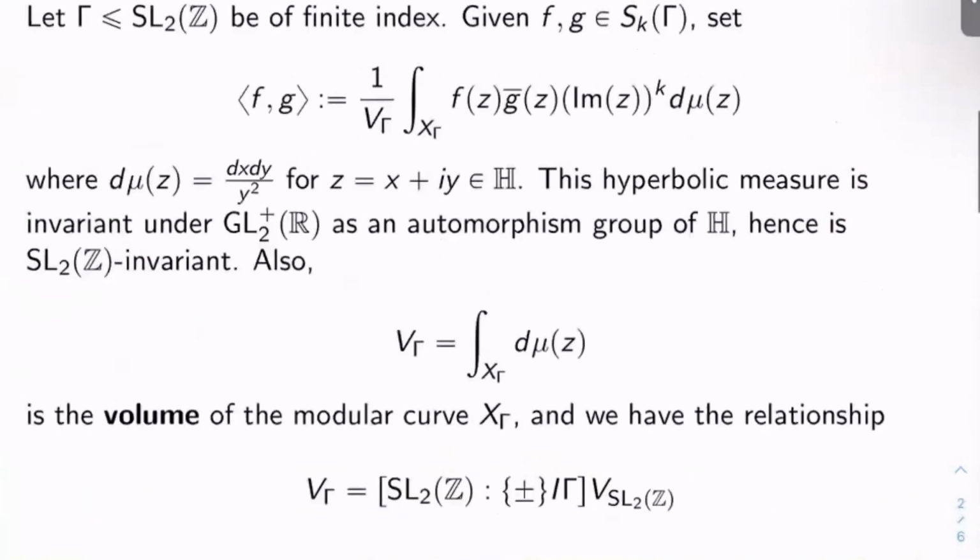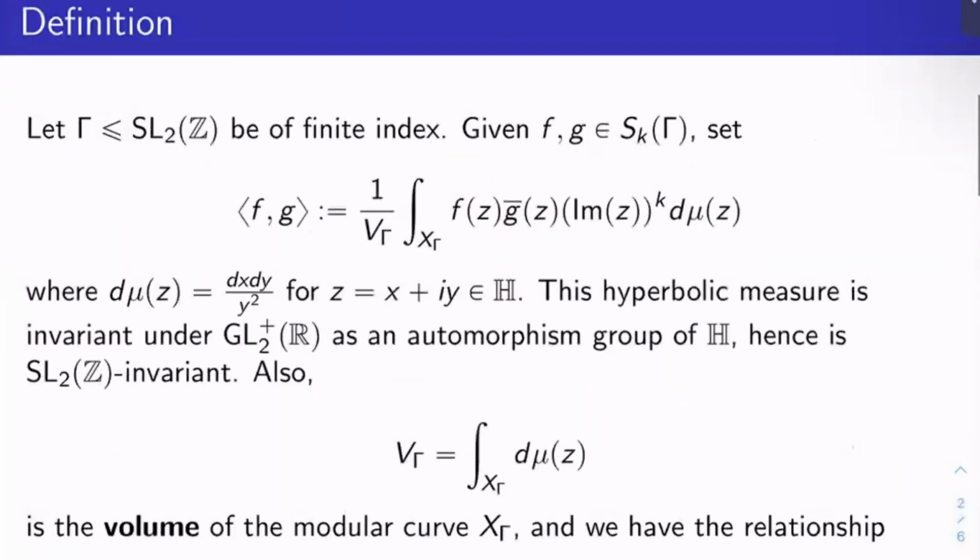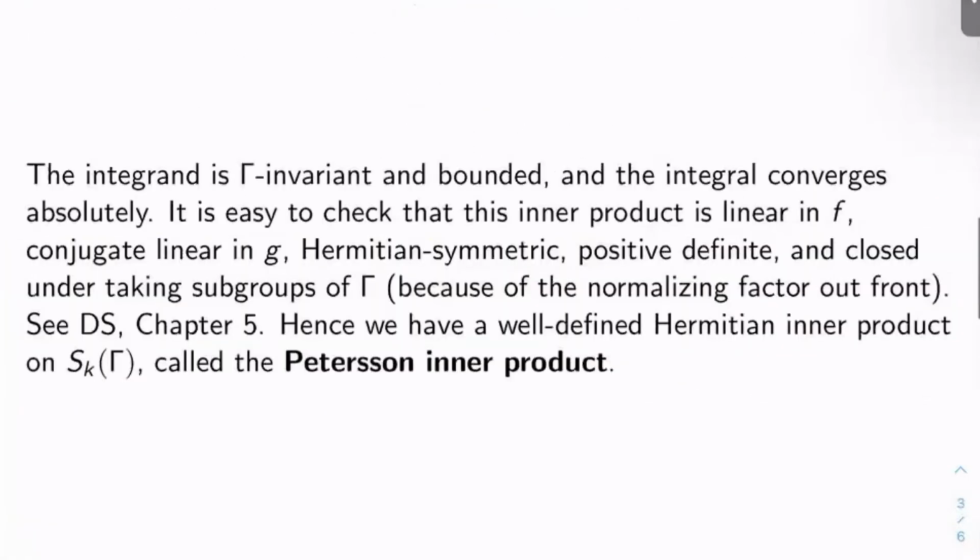Now, does this definition make sense? First of all, is the integrand even gamma invariant? Yes, it is. It's also bounded. Does the integral converge? Yeah, it converges absolutely. Okay, perfect. But the other thing is, is this actually an inner product? It's linear in F, it's conjugate linear in G, it's Hermitian symmetric, it's positive definite.